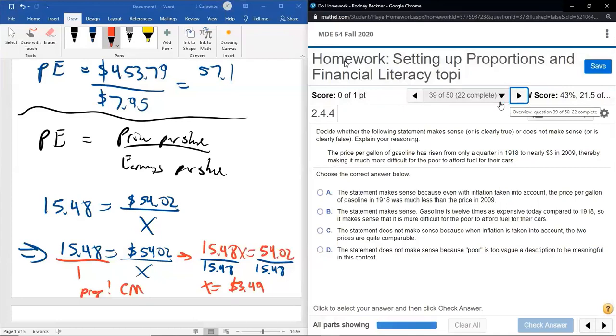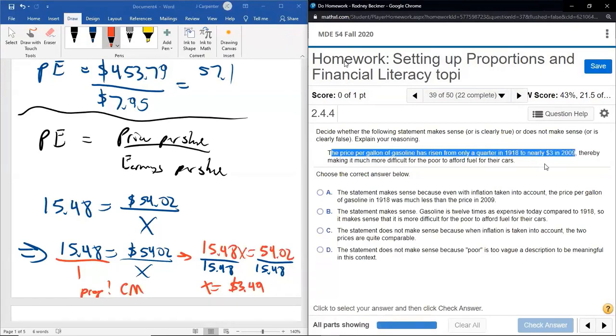So what they're saying is, we don't know if it's true or false. They're saying the price per gallon of gasoline has risen only from a quarter in 1918 to nearly $3 in 2009, thereby making it much more difficult for the poor to afford fuel for their cars. So in 1918, gasoline was about 25 cents per gallon. That's what they're saying. I'm not fact checking that. Roughly 90 years later, it's about $3 a gallon.